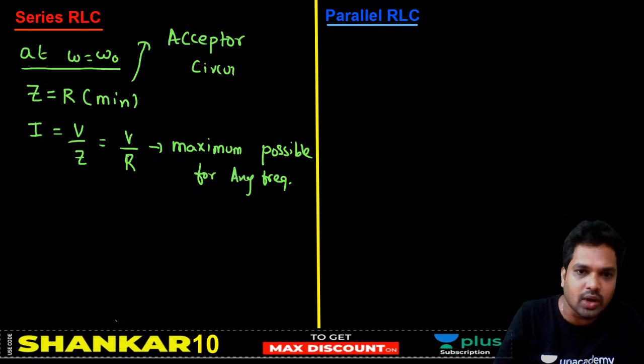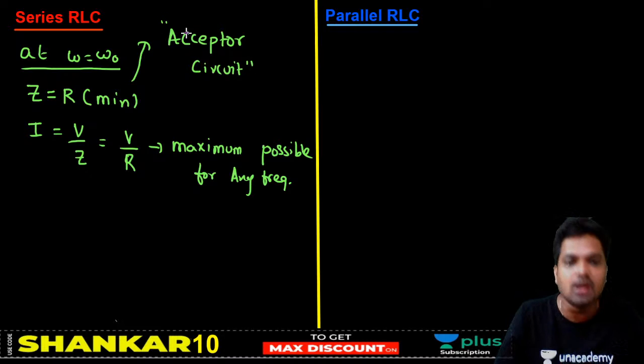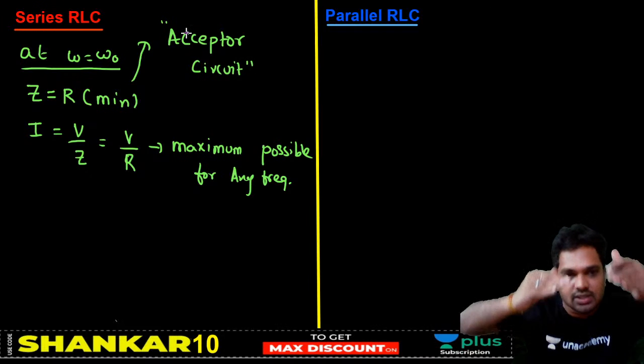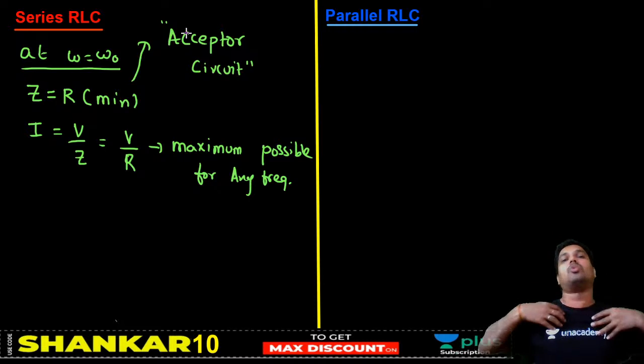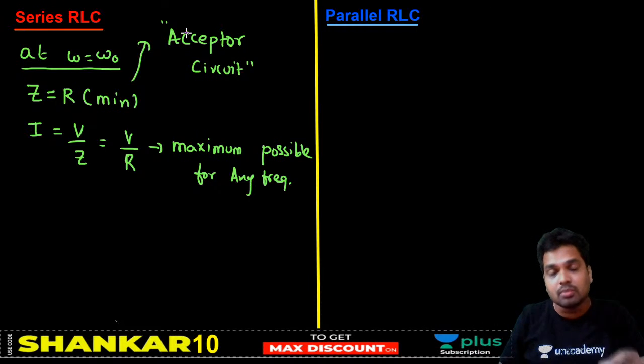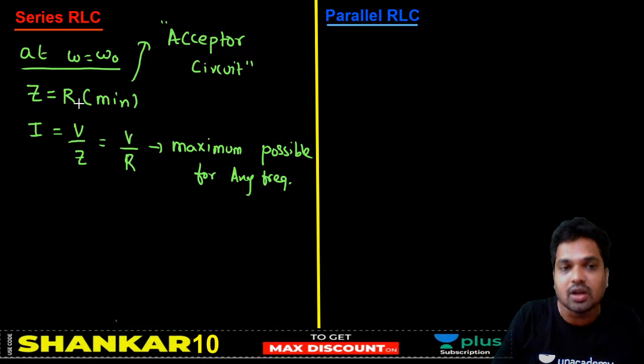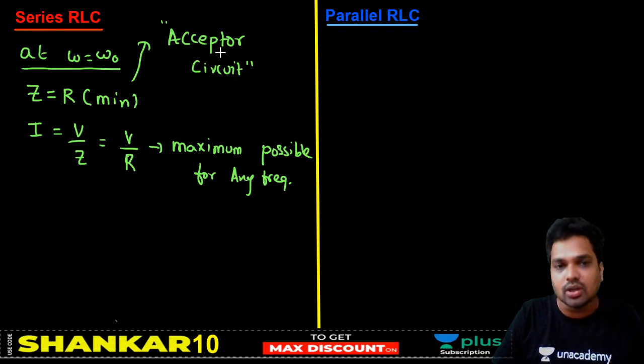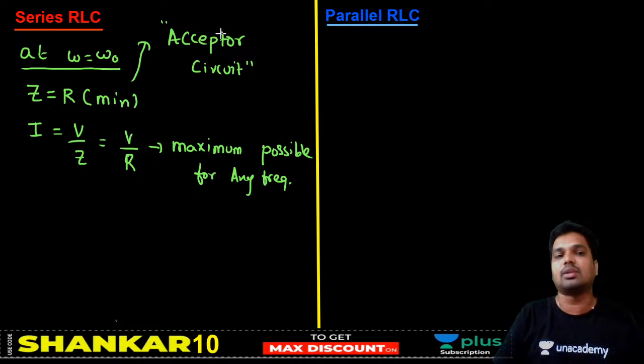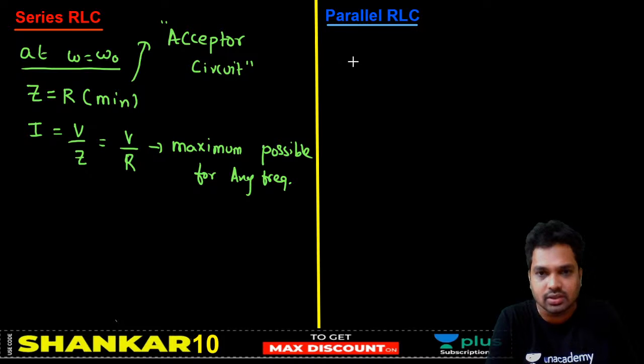Acceptor circuit. Why is it called acceptor circuit, sir? At resonance, its impedance is minimum, so it accepts more current. That's why it is called acceptor circuit. The series resonant circuit is also called an acceptor circuit. Is it clear? Okay, next.